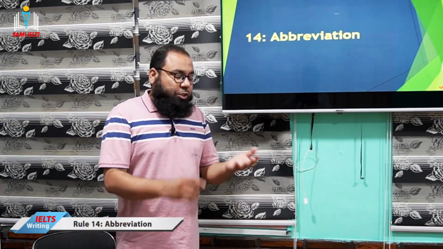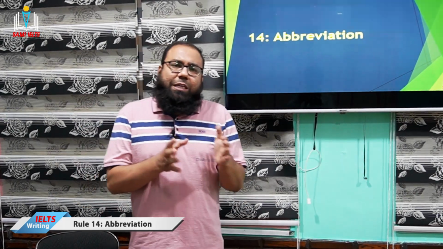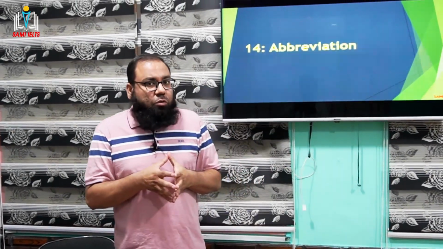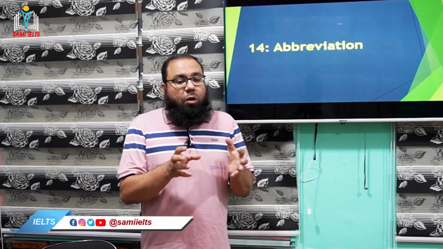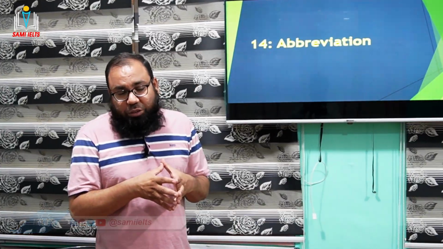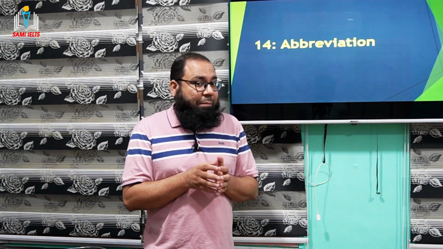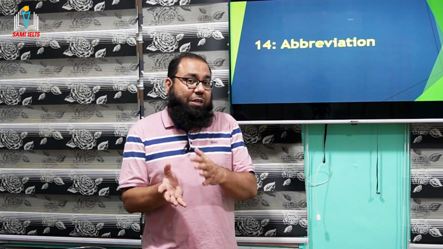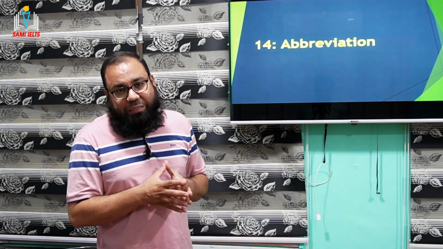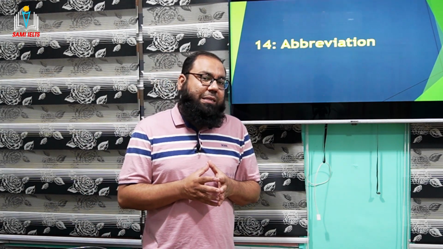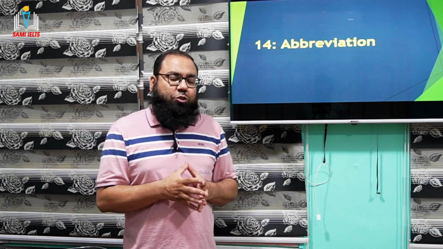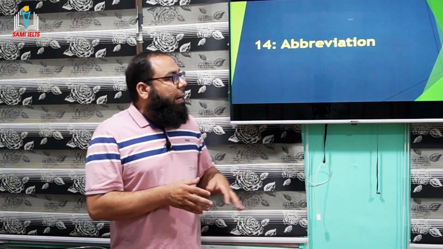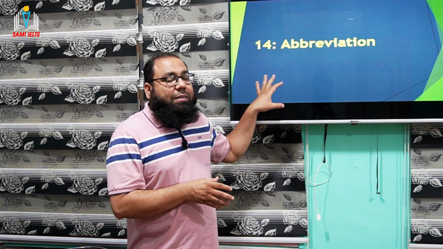Abbreviation, please. We discussed 13 rules, and all those 13 rules were about capitalization: when you write something in English, you must be very careful whether a letter is capital or small, because these kinds of mistakes are considered really stupid mistakes in English grammar, and they leave a very bad impression on the checkers. Rule number 14 is abbreviation.